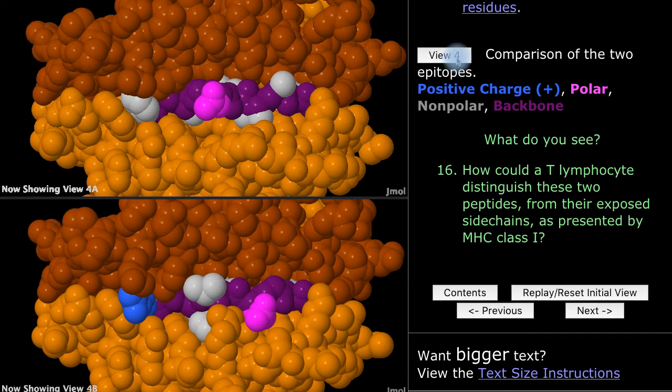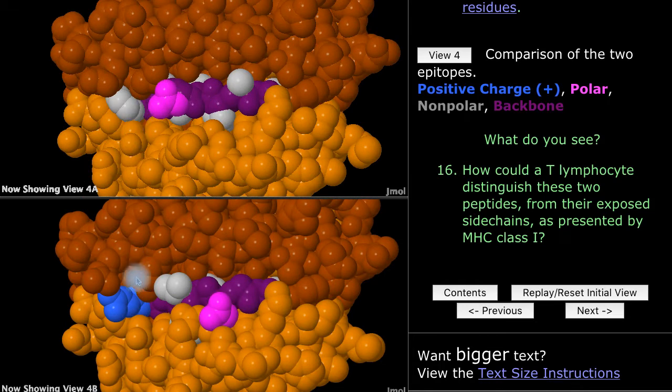Finally, we'll compare the two peptides from the T lymphocyte's perspective. Both peptides are in exactly the same MHC allele cleft structure. But from the T lymphocyte's perspective, the two peptides look strikingly different. Only one of the peptides has an exposed positive charge. The exposed polar residues are in different positions. And so are the nonpolar residues. A common main chain backbone runs down the core of each peptide.